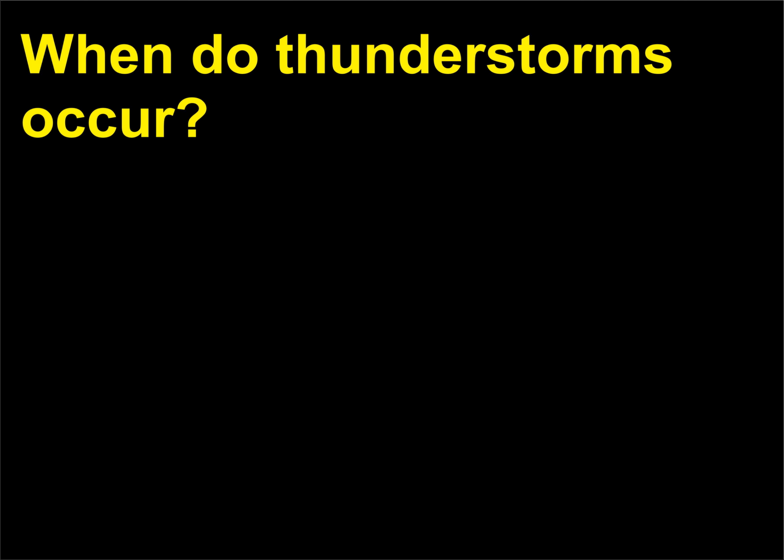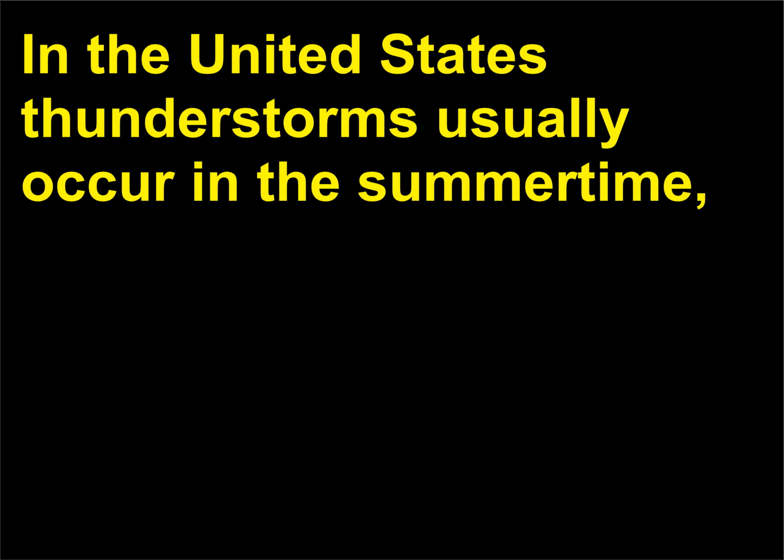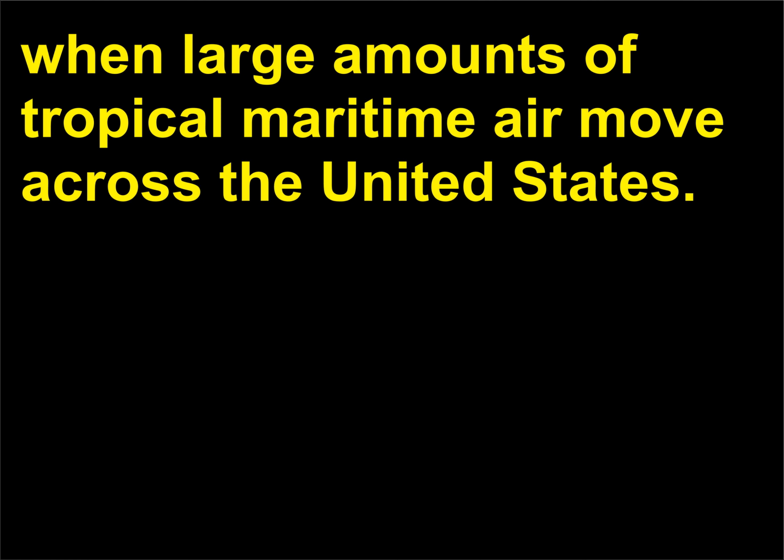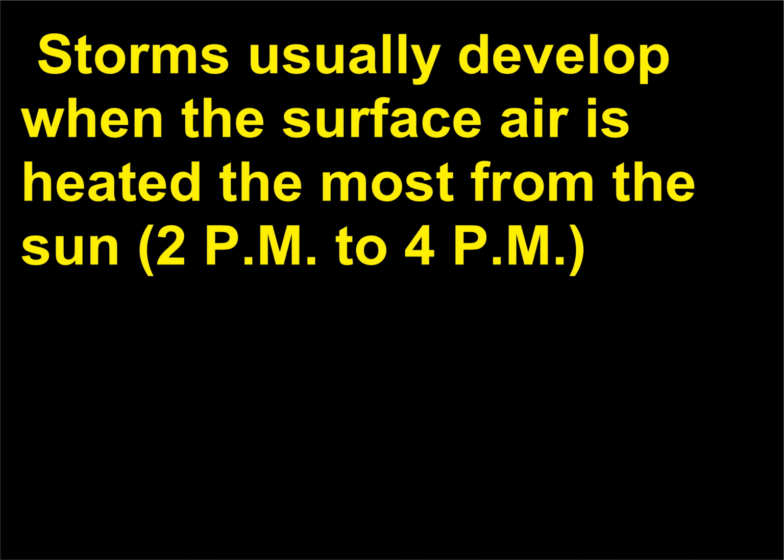When do thunderstorms occur? In the United States, thunderstorms usually occur in the summertime, especially from May through August. Thunderstorms tend to occur in late spring and summer, when large amounts of tropical maritime air move across the United States. Storms usually develop when the surface air is heated the most from the sun, 2 p.m. to 4 p.m.